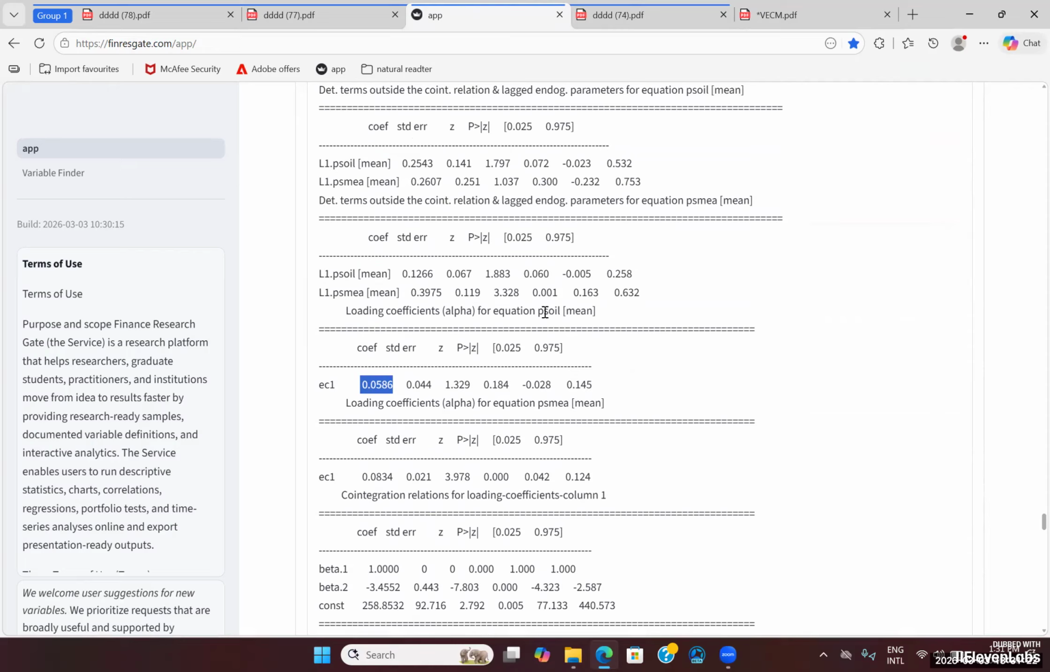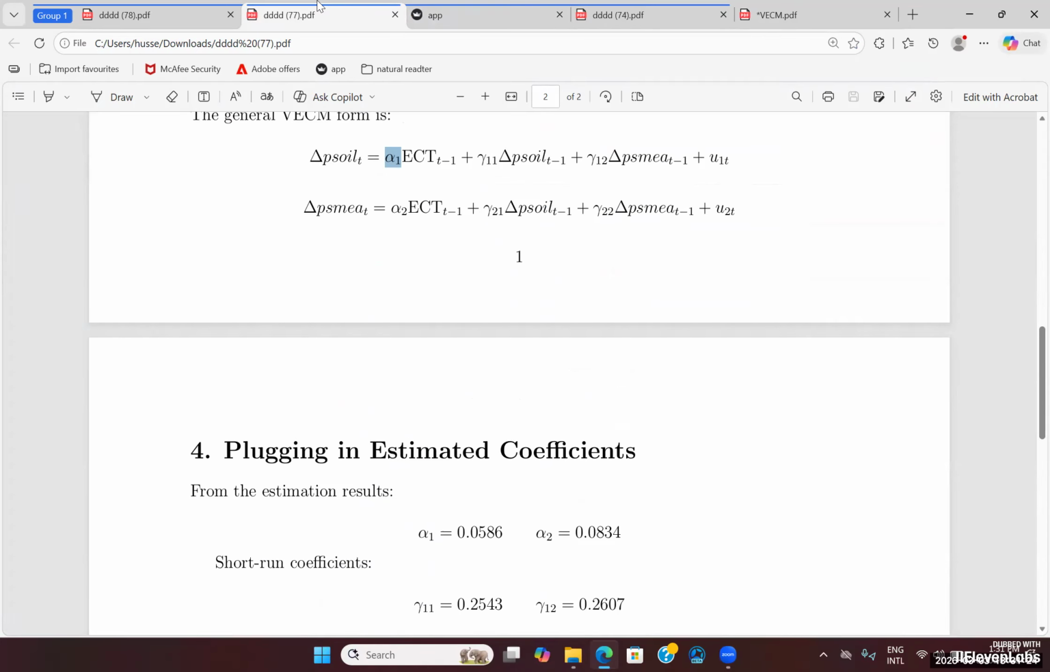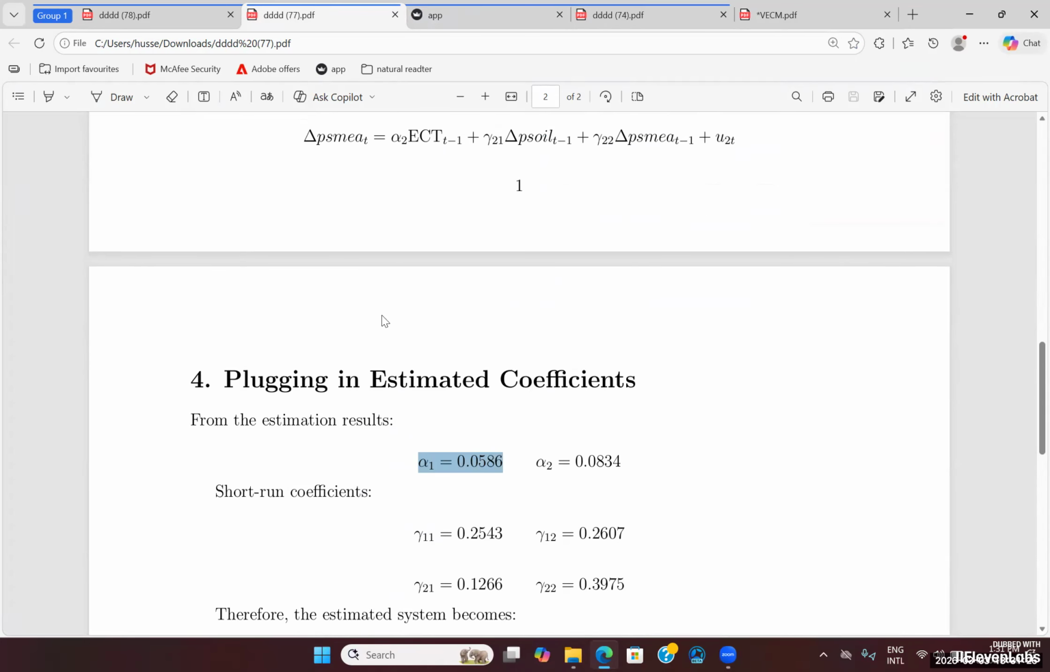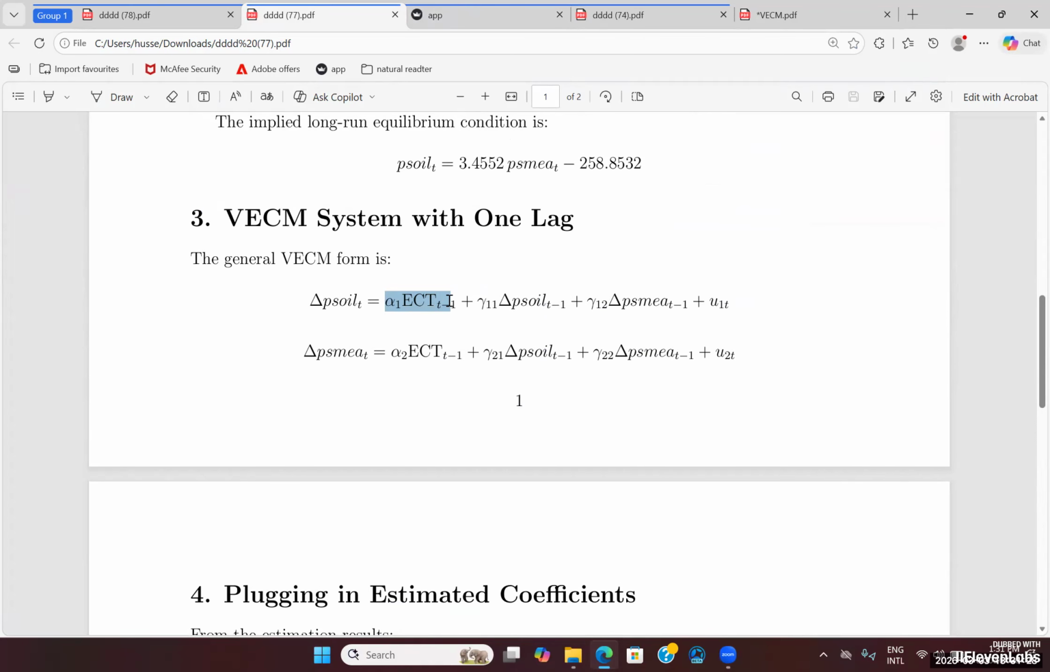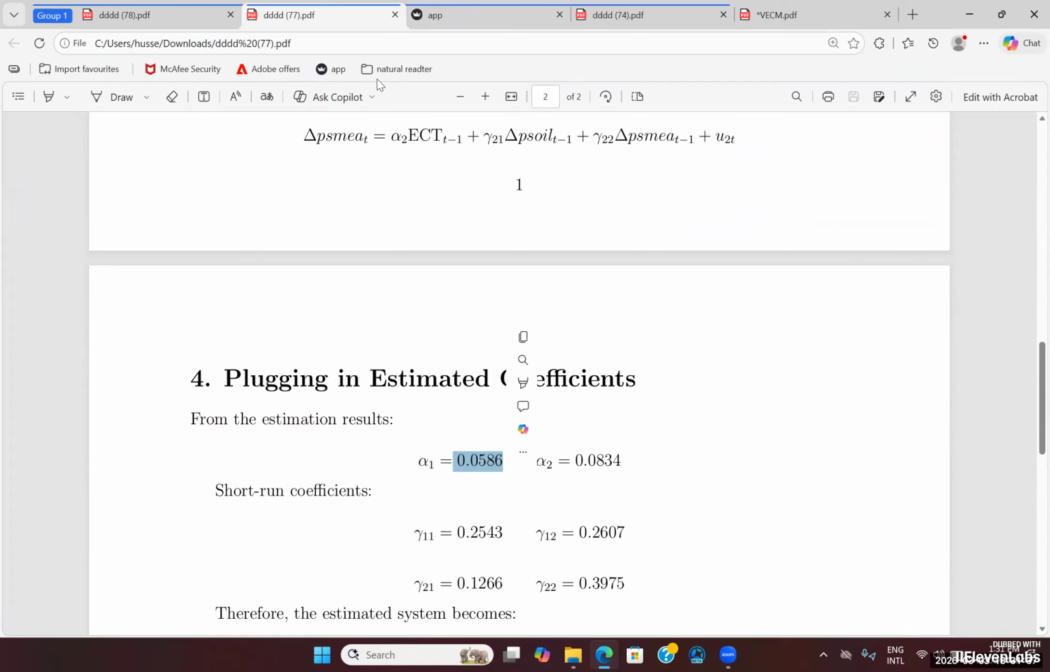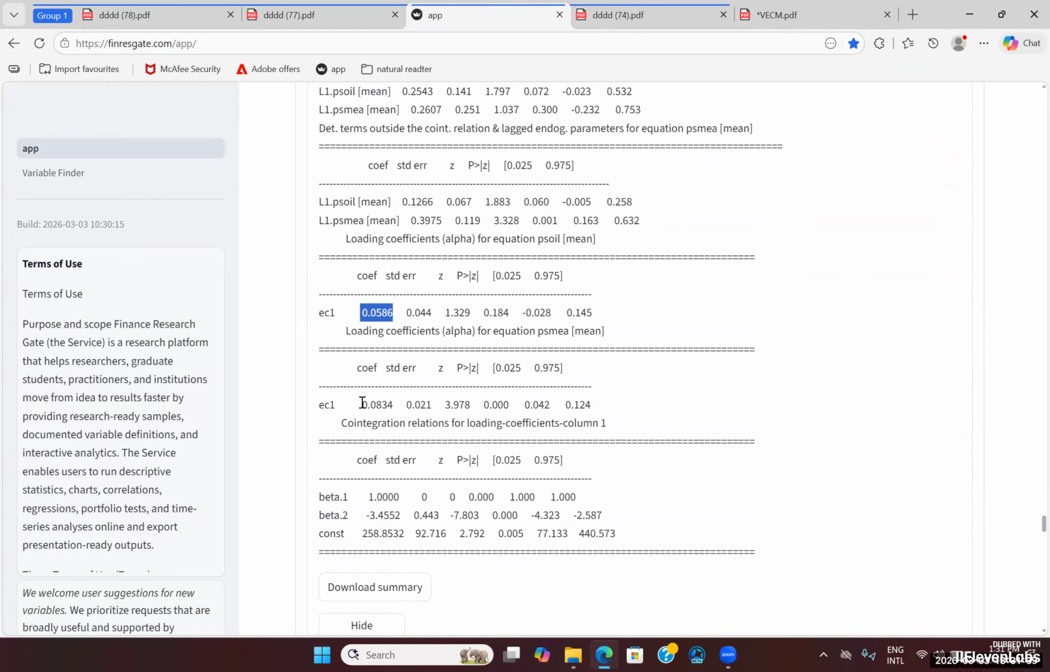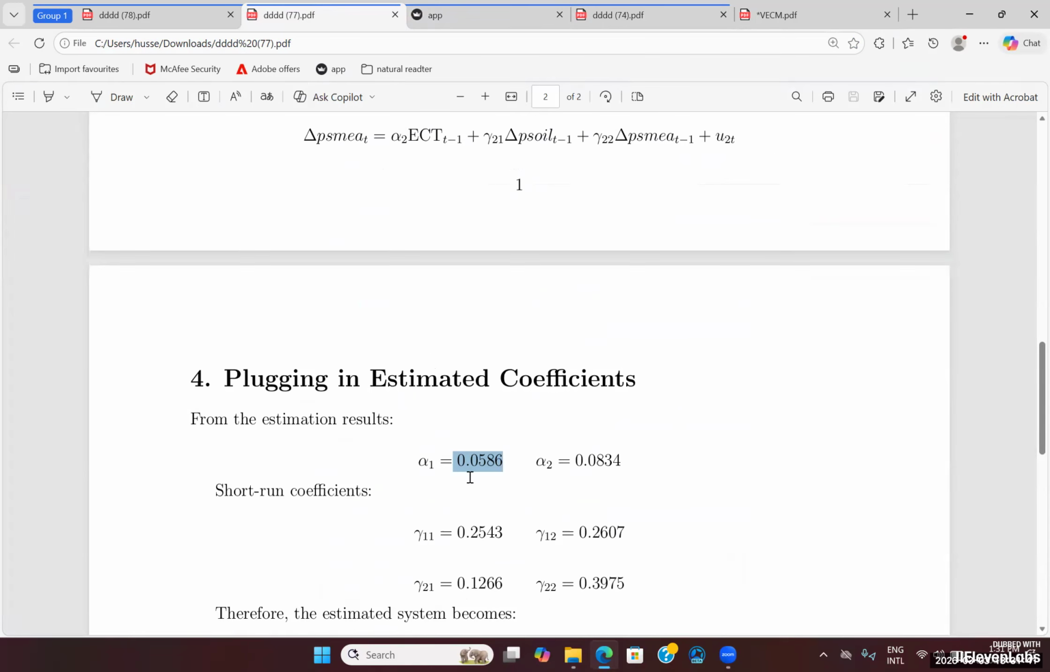So, the ECT value we're examining here, specifically for the soy oil, is set at 0.005. This figure represents the correction factor directly associated with the ECT component. Therefore, any discrepancy or error that might arise will be automatically corrected. The speed at which that particular correction takes place is precisely indicated by alpha 1, which has a value of 0.005. For the soy meal, the adjustment occurs a little bit faster because its corresponding coefficient is indeed greater.